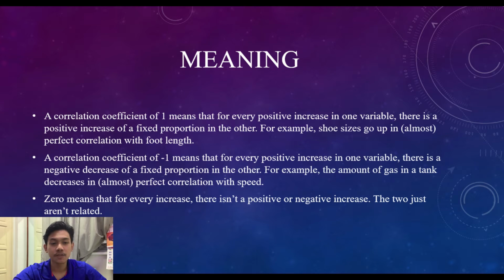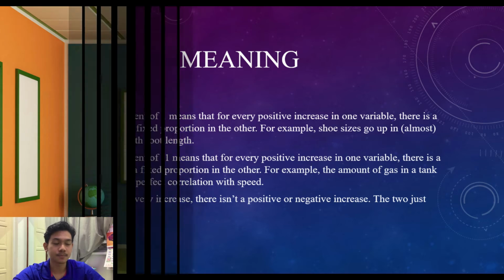A correlation coefficient of -1 means that for every positive increase in one variable, there is a negative decrease of a fixed proportion in the other. For example, the amount of gas in a tank decreases in almost perfect correlation with speed. 0 means that for every increase, there isn't a positive or negative increase. The two just are not related.